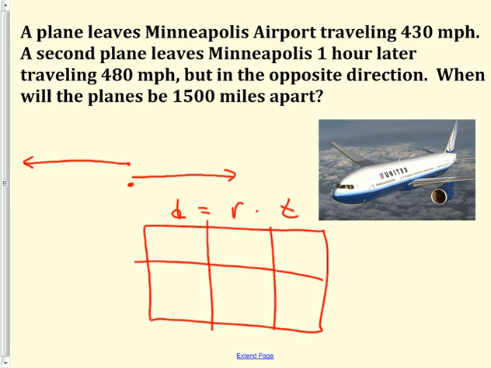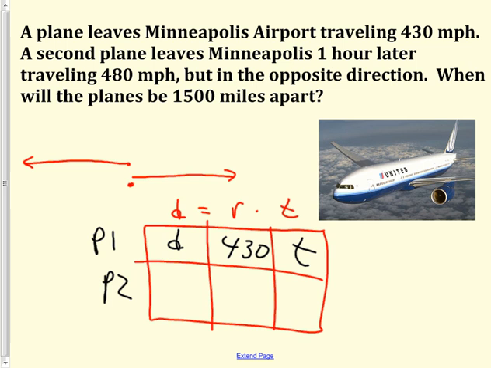Minneapolis plane, I got plane 1, and I got plane 2. It doesn't really matter what I call them, but I got 2 planes. The distance that they go. Plane leaves Minneapolis traveling 430. Okay, I know its rate's 430. It doesn't tell me how far it went, so I gotta put D. Does it tell me how long it went for? Well, kind of. But it only says that it was, compared to the other plane, going for 1 hour longer than the other plane. So it doesn't really tell me, so I put a T.